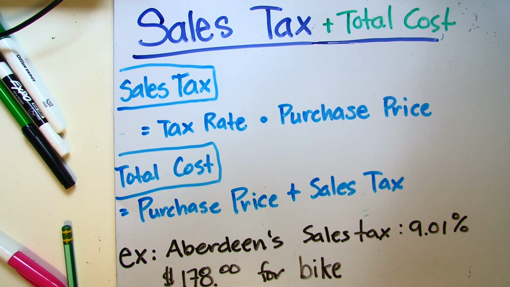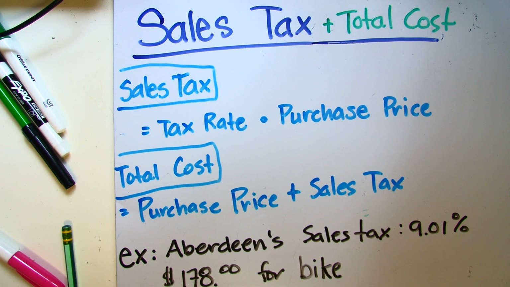In this video, I'm going to talk briefly about sales tax and calculating the total cost. So for the first part, to figure out the sales tax, we'll need the tax rate and the purchase price, and we're going to multiply those two amounts together. To find the total cost, including the sales tax, we will take the purchase price and add it to the sales tax. That will give us the total cost.